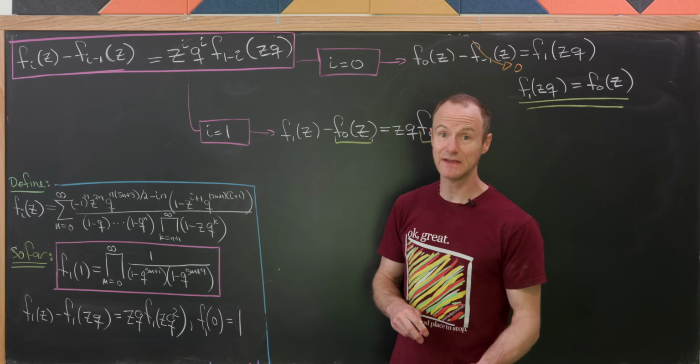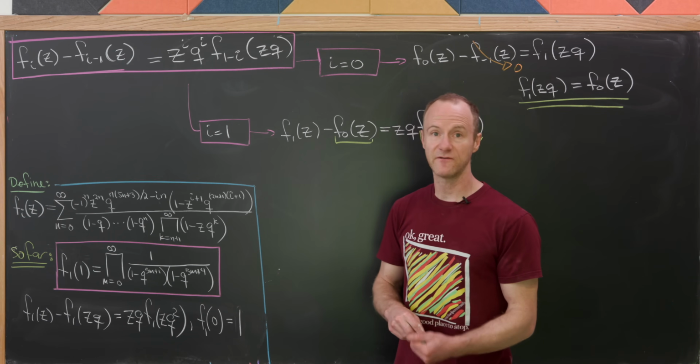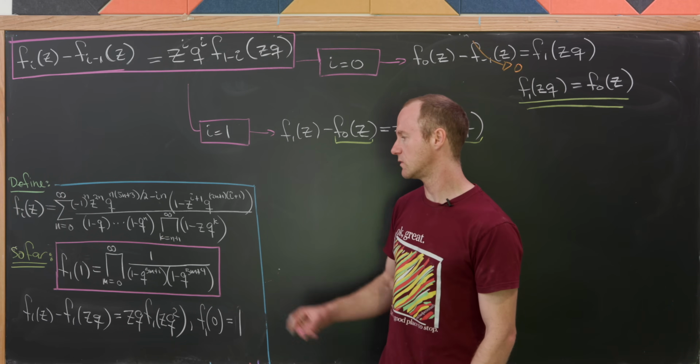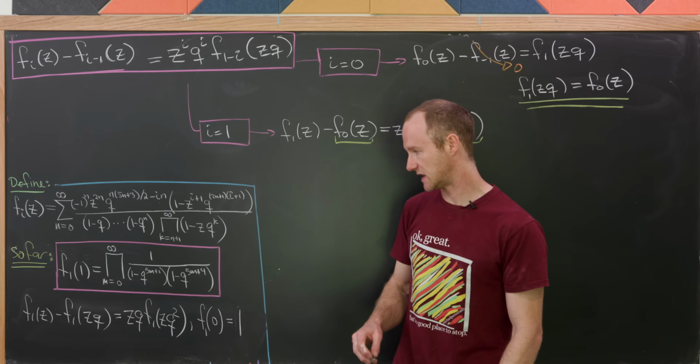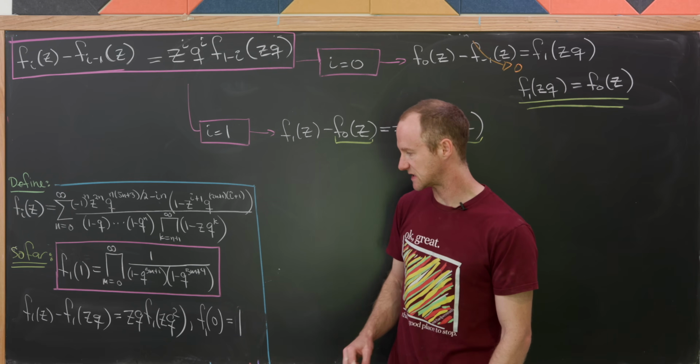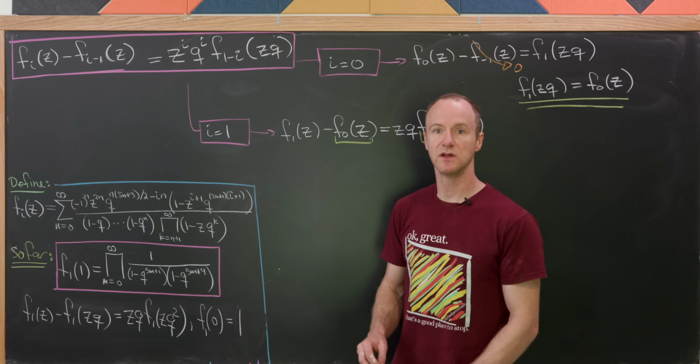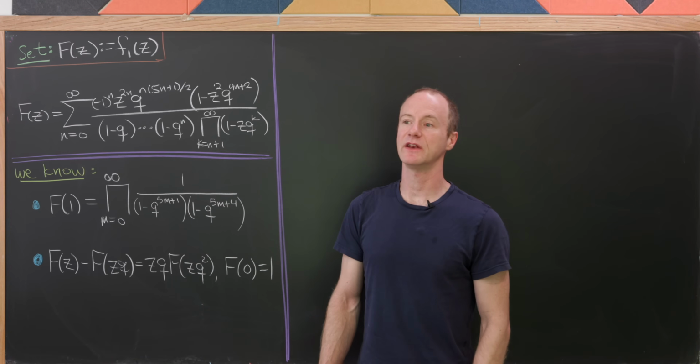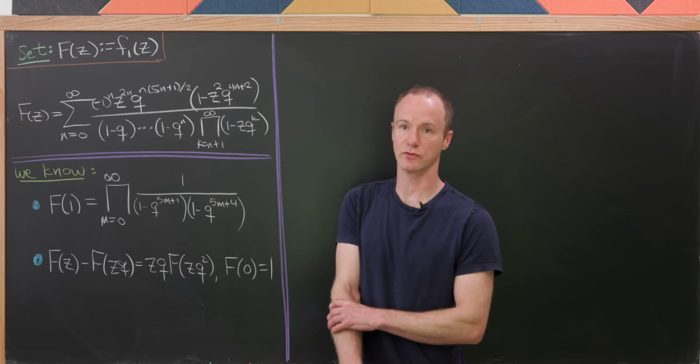So as a summary, we've got this family of functions f sub i. f sub 1 seems to be the most important. In fact, if we evaluate it at z equals 1, we get the product side of our identity, and it satisfies this nice difference equation. Now, where do we go from there? Now we're ready to do the last main step of our proof.